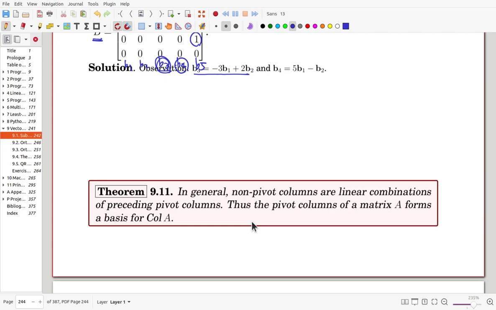The pivot columns are linearly independent, and because the non-pivot columns are expressed as linear combinations of the pivot columns, we don't have to worry about the spanning set. So if we only consider the pivot columns, they are linearly independent, and they also span the whole column space of A. So the pivot columns of a matrix form a basis for the column space of A.